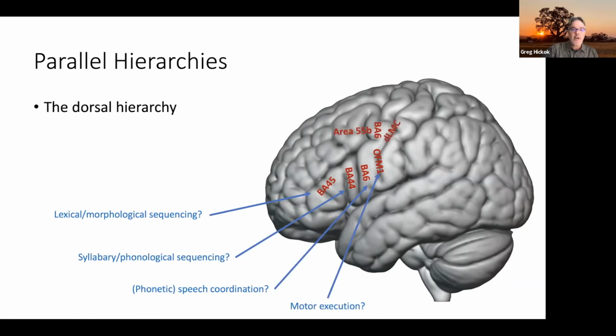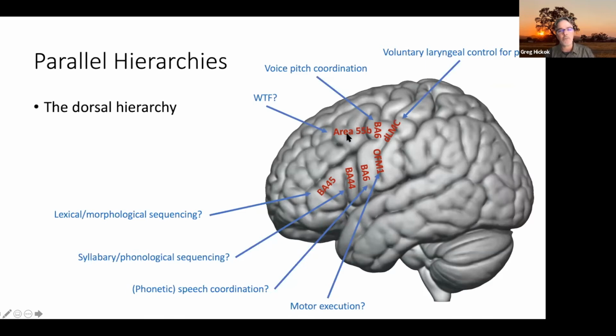Now, the dorsal hierarchy, we're less accustomed to thinking about. So here there is a dorsal laryngeal motor cortex. We're going to talk about that. So that is voluntary laryngeal control at a low level, M1. And then voice pitch coordination. That's the present claim, which exists in this region of premotor cortex. And then there's this area 55B, which was recently discovered, and we don't really know what it's doing. We're going to talk about that.